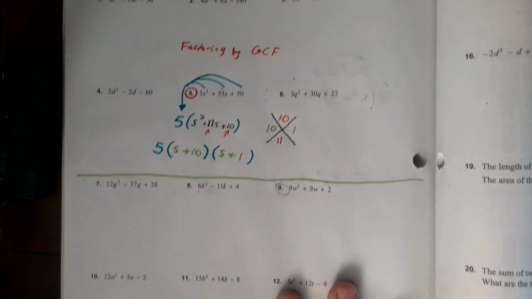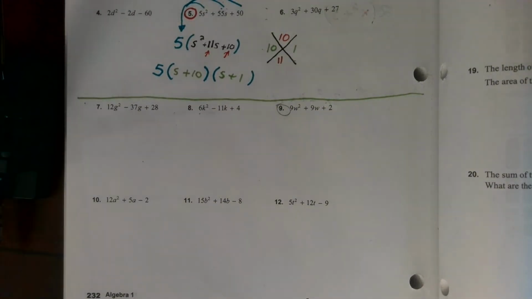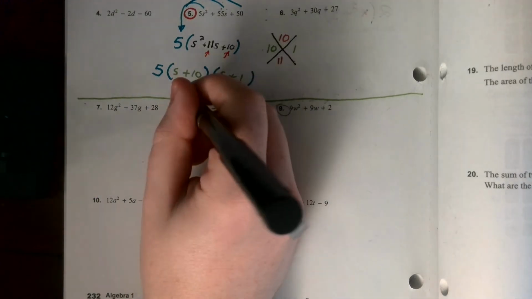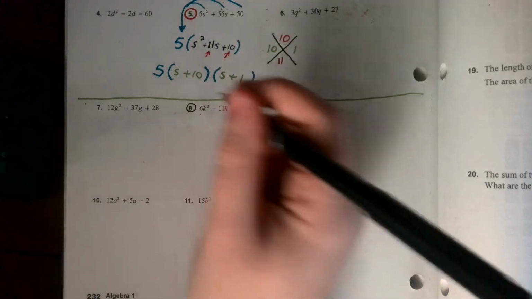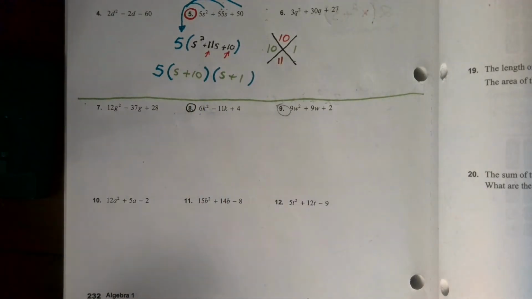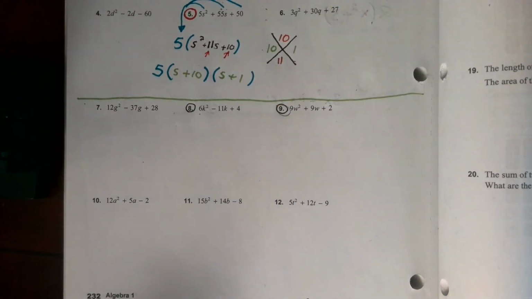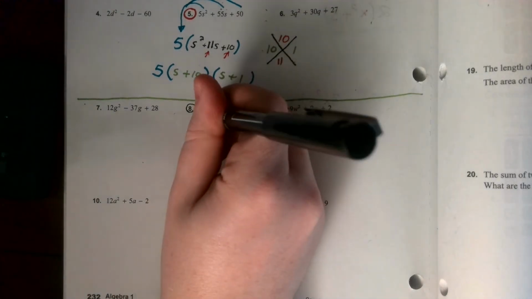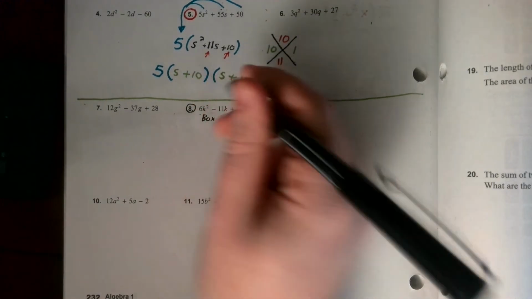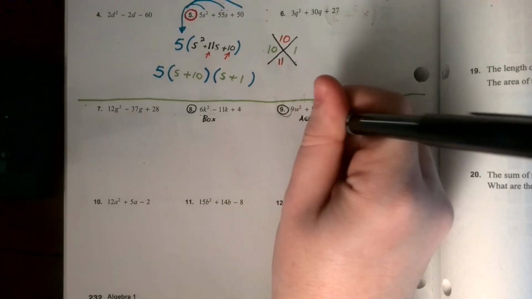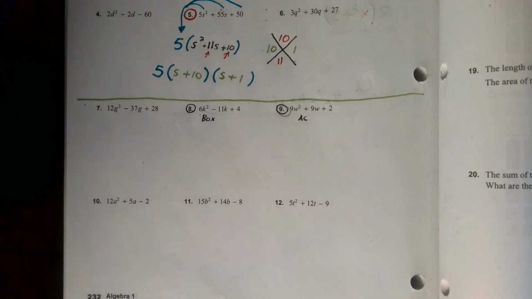Here's what I would like you to do now. I would like you to try out problems number 9 and 8. Number 8, I want you to use the box method to solve. Number 9, I want you to use the AC method to solve. Be very, very careful as you go through. Sound good? Pause the video here. Try number 8 using the box method, and try number 9 using the full AC method. We'll come back in a moment.